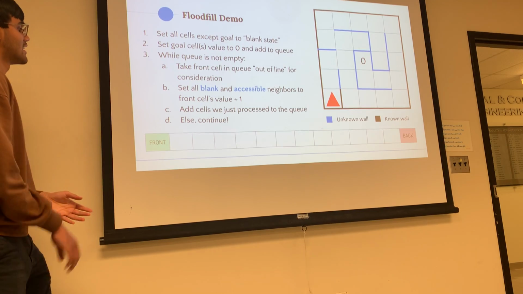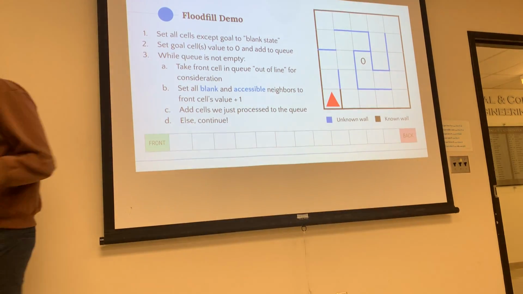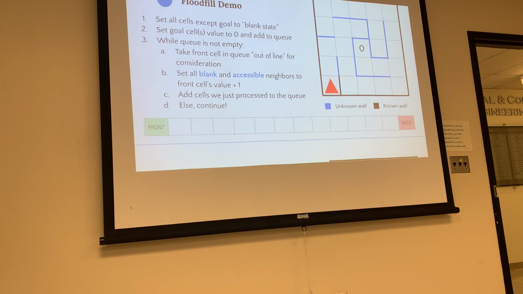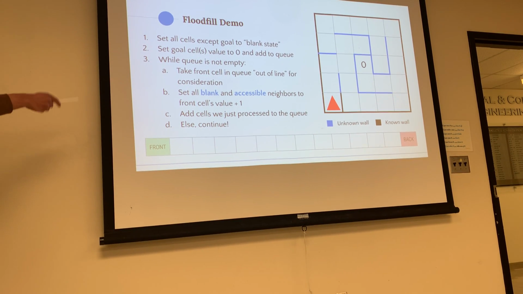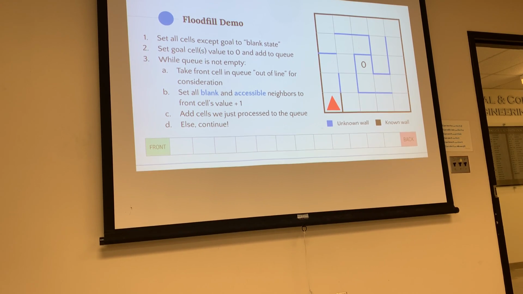So who wants to come up and tell me what numbers would go in these 4 cells? Actually, let's just do the first one for them, and then they can come up after that. So again, we want to set all blank and accessible neighbors to the front cell's value +1. We had 0 in the queue, but then we removed it from the queue, right? So I'm taking that next step where we already removed 0 from the queue. I'll set this to 1, this to 1, that to 1, and that to 1.